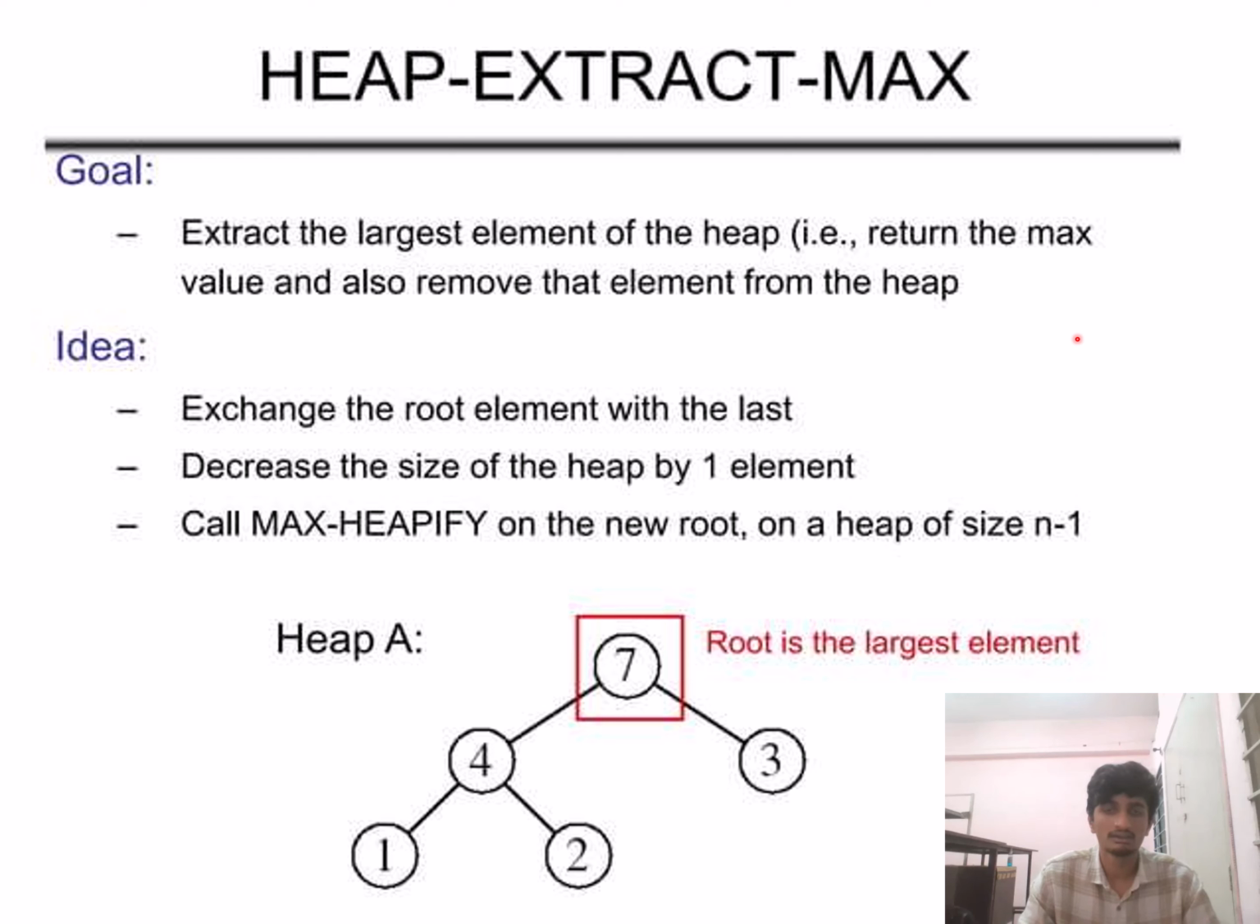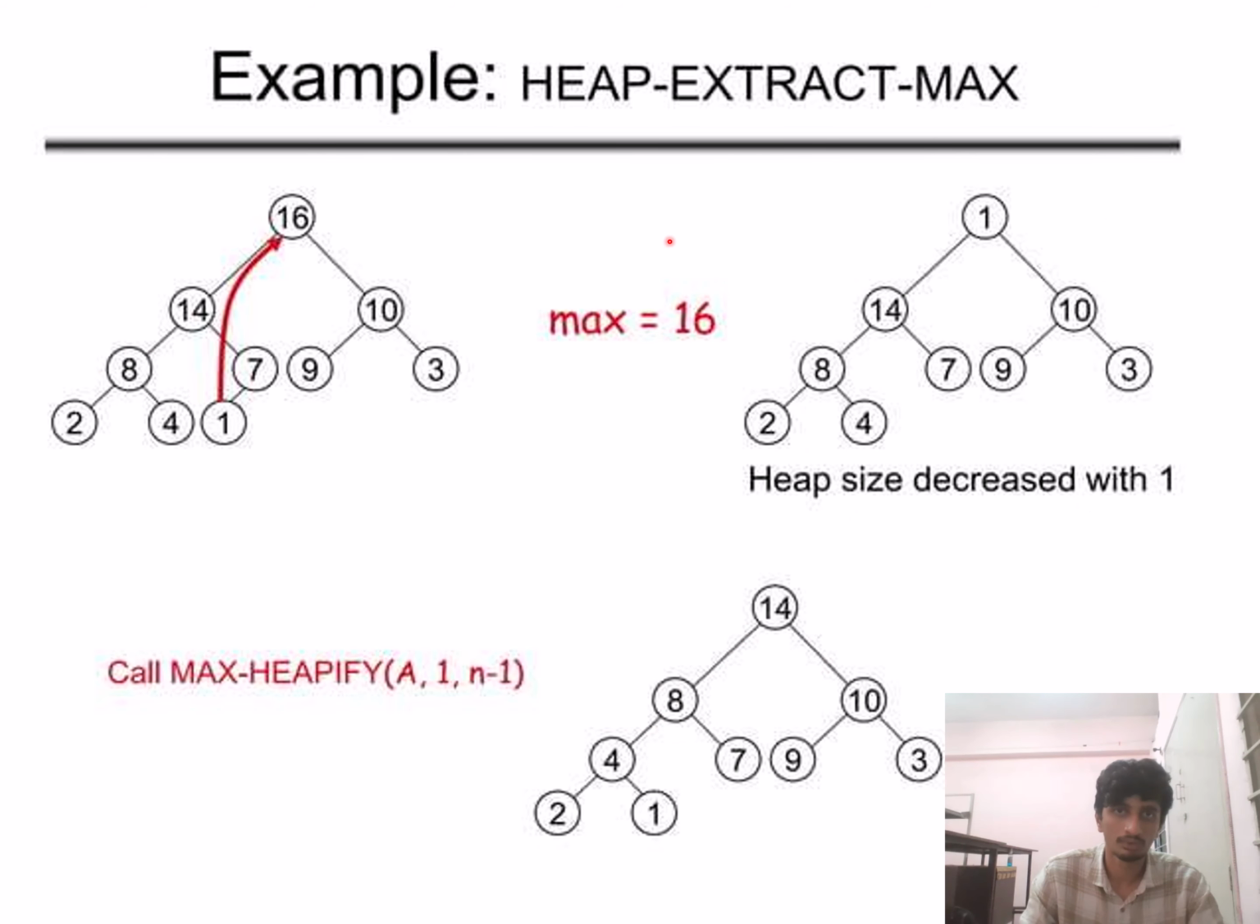In heap A, 7 is the root element, which is the largest element, and it is taken out as the largest element. For example, here the heap is given. 1 is given to the place of 16, where the maximum is taken as 16 in the heap.